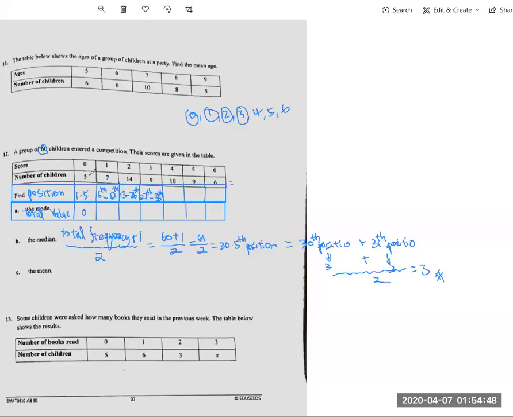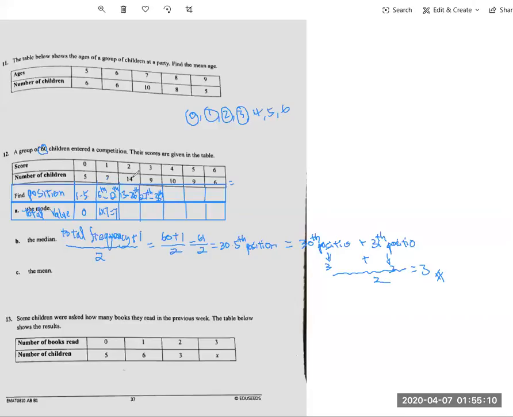5 times 0. Now, in the second column, there are 7 students, each of them scored 1. There's 7 of them. So what is the total score from this group of 7 students? It's 7 times 1. So it's 1 times 7, give you 7.